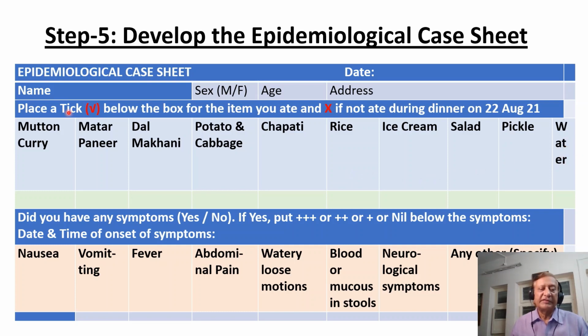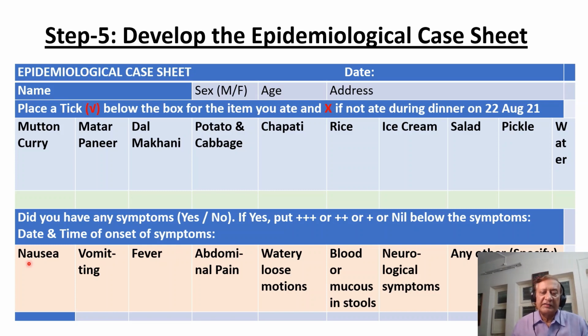And suppose the person says, yes, mutton curry I ate, so you put a right here. Matar paneer, no, you put a cross here, and accordingly for all the items. And the next thing which is recorded is a question: did you have any symptoms, yes or no? And if yes, put 3 plus or 2 plus or 1 plus or nil below the symptoms. And 3 plus means that it was very severe, very frequent. 2 plus means it was moderate. 1 plus means it was very infrequent, or nil means I didn't have that symptom.